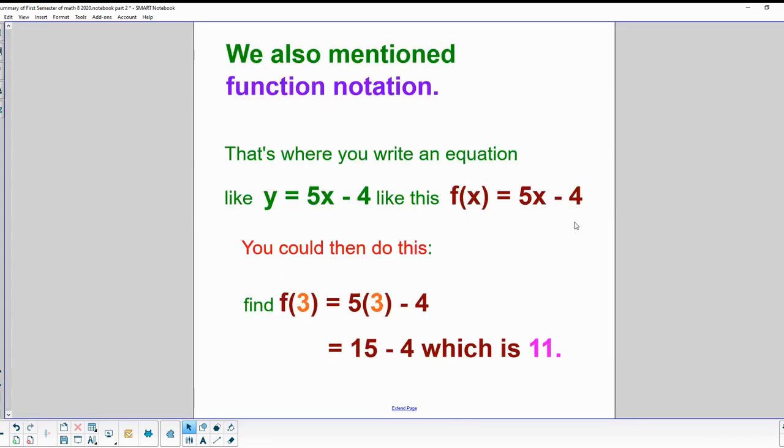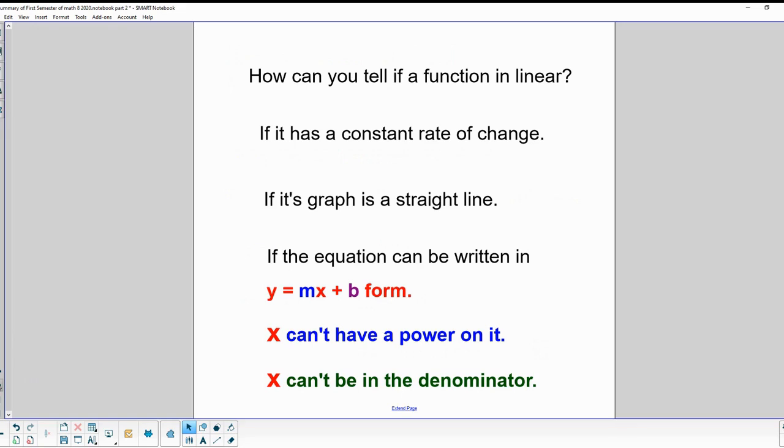We also mentioned function notation. That's where you write an equation like y equals 5x minus 4 like this: f of x equals 5x minus 4. Now f of x and y are interchangeable, but this is just saying we have a function of x, and then we could easily ask, what if we wanted to put 3 into this function and find out what it equals? That made it easy to do by just putting a 3 right here, and then putting the 3 right there, and then on the right side doing 5 times 3 minus 4, which in this case equals 11.